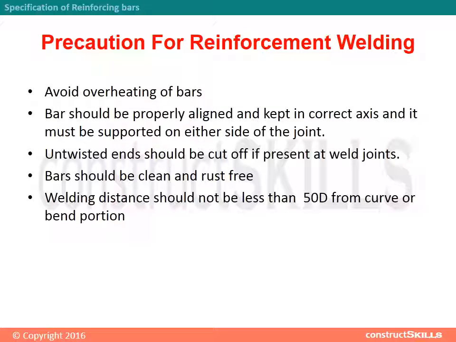Precautions for reinforcement welding. Avoid overheating of bars. Bars should be properly aligned and kept in correct axis, and must be supported on either side of the joint. Untwisted ends should be cut off if present at weld joints. Bars should be clean and rust-free. Welding distance should not be less than 50 diameters from a curve or bend portion.